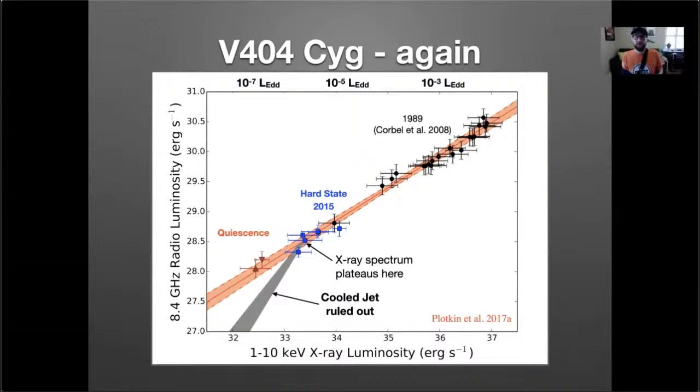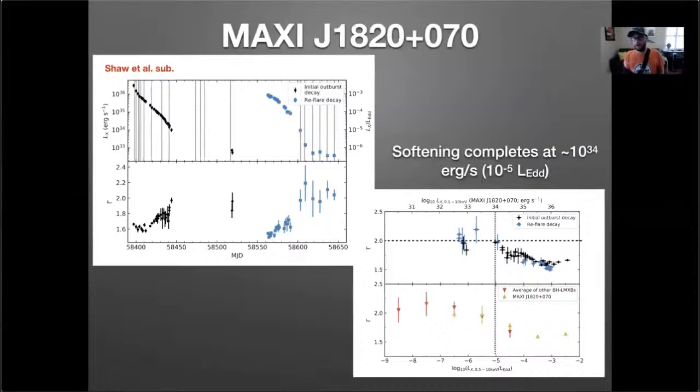But V404 is only one source, and this is the only one where we've got good coverage into quiescence as it decayed. Now, I'm going to present to you our work on MAXI-J1820, which went into outburst in 2018. In the top left plot, we can see our light curve of the decay. The black points represent the decay of the initial outburst, and the blue points represent the decay of one of the so-called reflares. And in the bottom panel of that top left figure, we can see that indeed we see a softening. This is using Chandra, Swift, and VLA data.